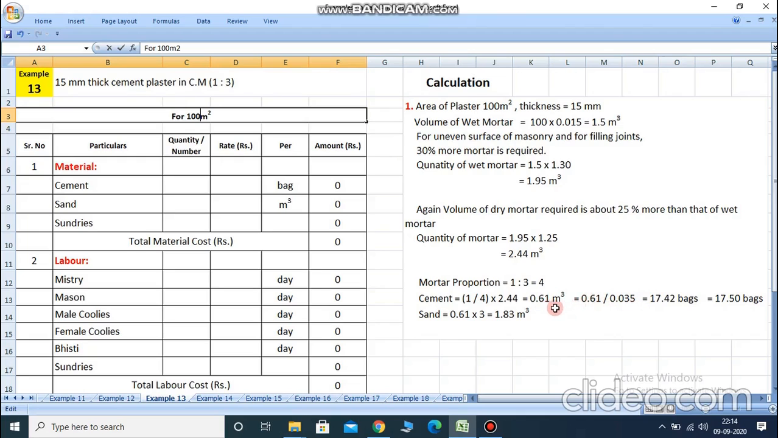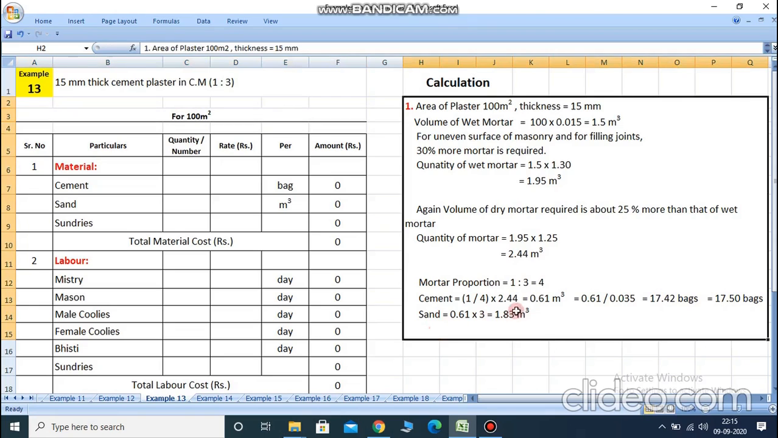Here we got the answer in the form of meter cube, but we take the quantity of the cement in the form of bags. So we divide by the 1 bag cement volume. So we got the answer 17.42 bags. Means round up figure is 17.50 bags is required to complete the 100 meter square 15 mm thick plaster work. Now for finding out the sand quantity, 0.61 multiplied by 3 parts of the sand, so we got 1.83 meter cube sand quantity.